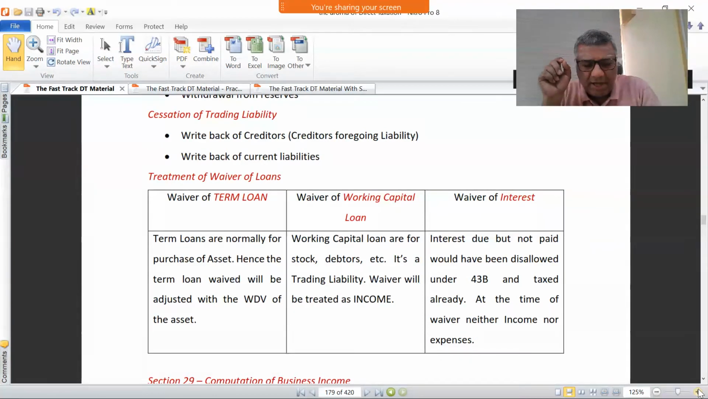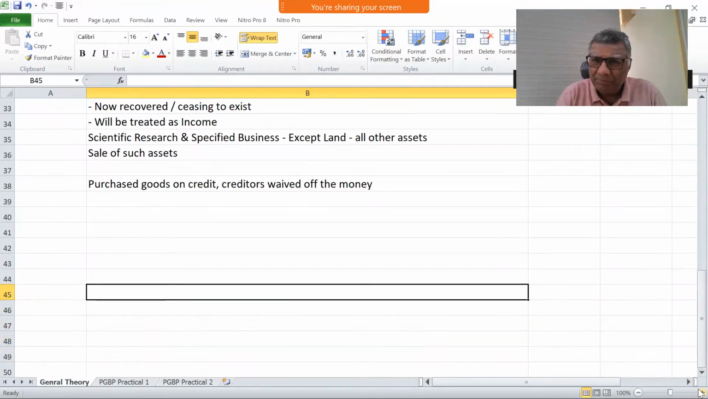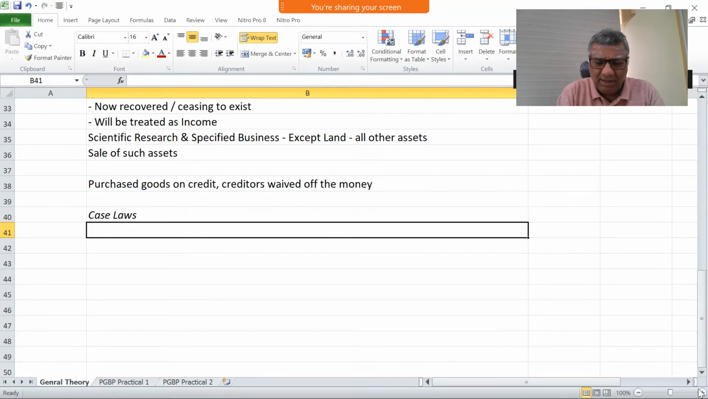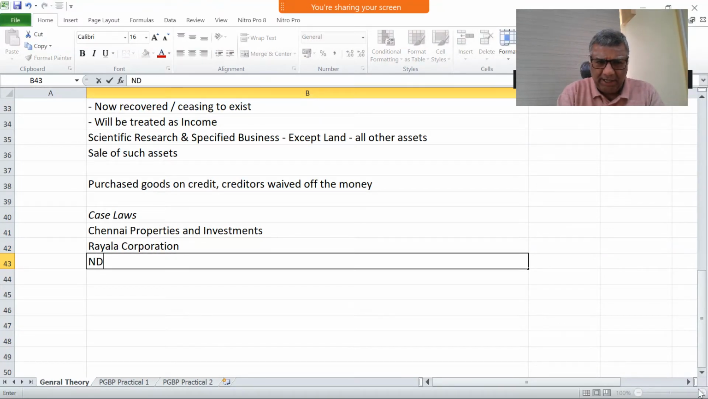Section 28 and 41 speak about income. There are three case laws which are of importance: Chennai Properties and Investments, Rayala Corporation, NDR Warehousing. These three discussed when rental income will be treated as business income.